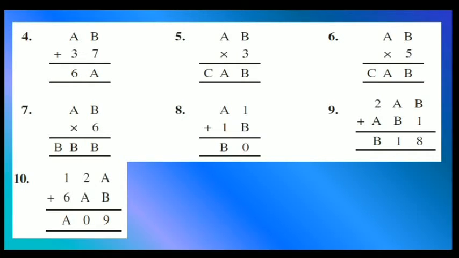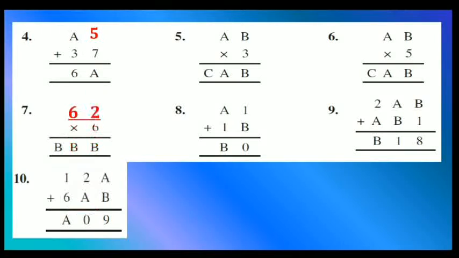Now AB plus 37 gives you 6A. Here what happens is we are seeing that there are two blank spaces in the ones place, whereas in the tens place we have only one blank space, that is A. So what we could do is we could just try to fill up A.